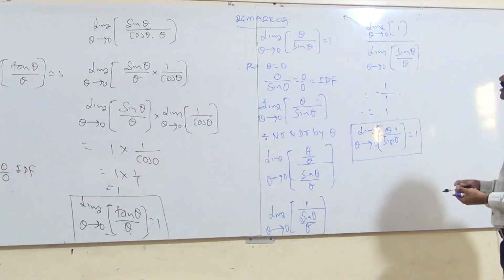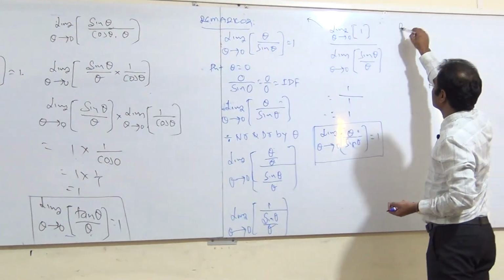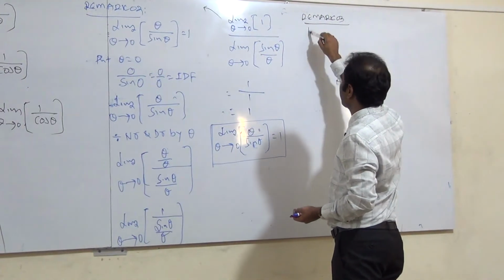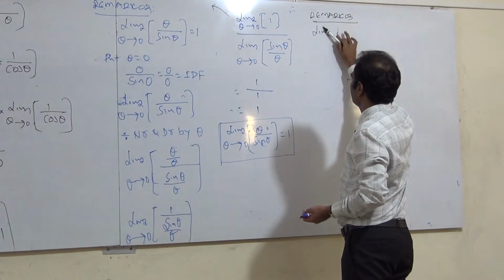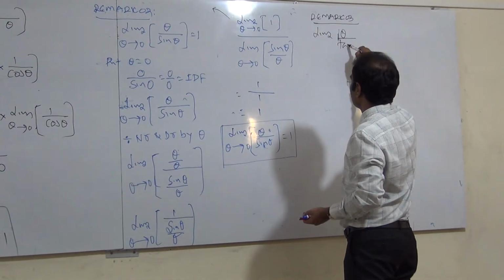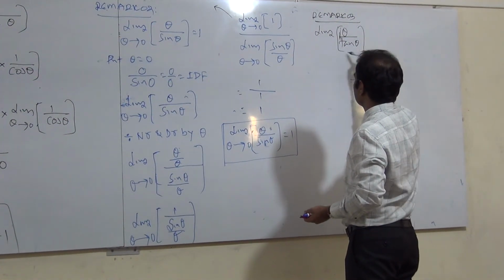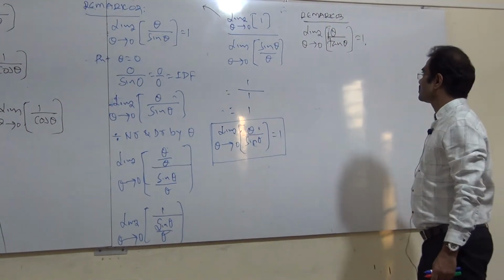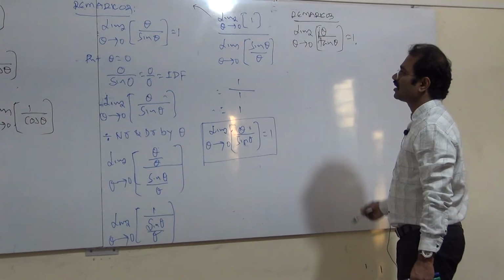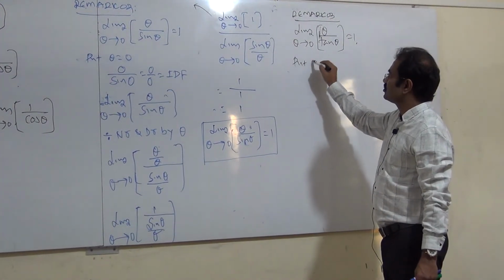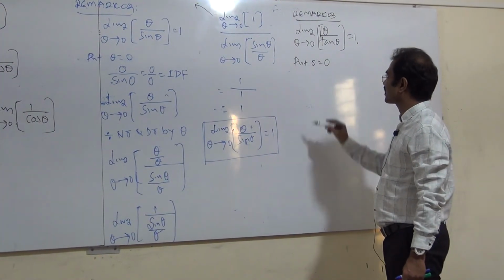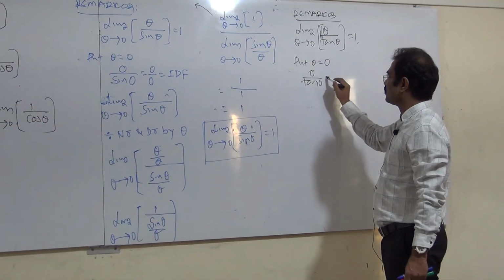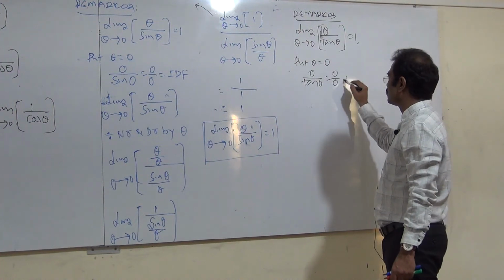The last remark, that is remark number 3, that is limit of theta by tan theta as theta tends to 0 is also equal to how much? 1. So for that, again the same procedure, put theta equal to 0. So it is 0 divided by tan 0, 0 by 0, it is an IDF.